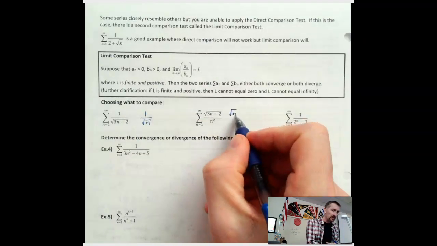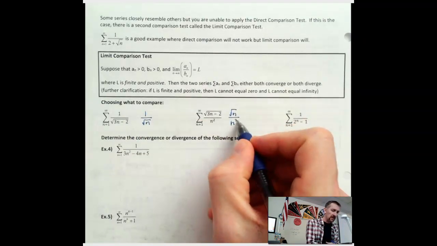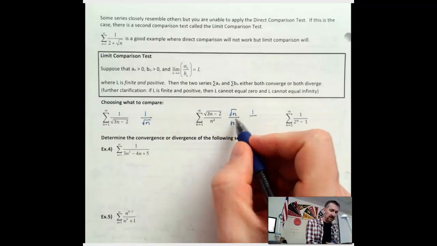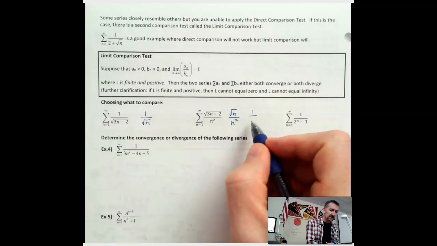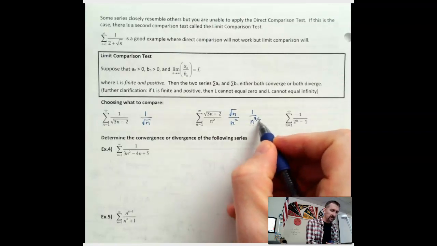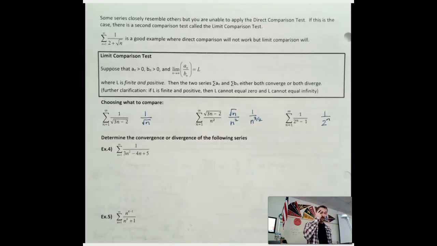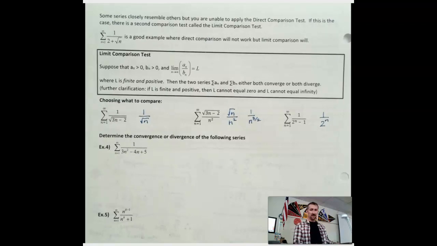Here, this is going to be root n over n squared, or if you cancel, that's the n of the 1/2. That cancels that out. That leaves us with 3/2. And this is just going to be 1 over 2n to the n. So that's just practicing comparing.